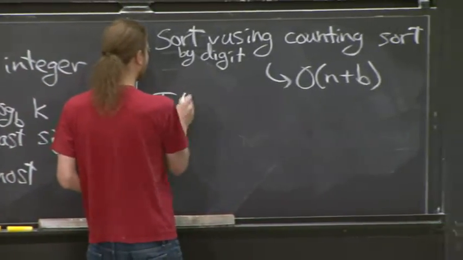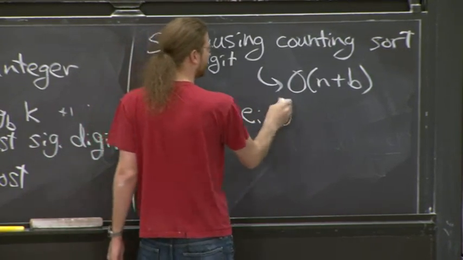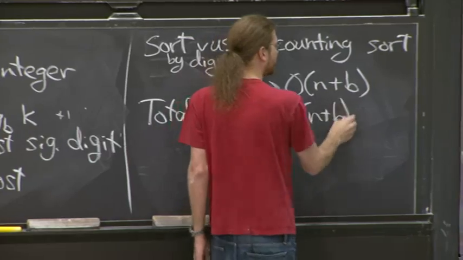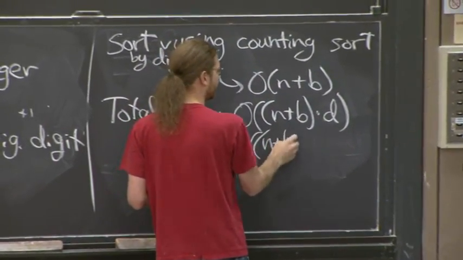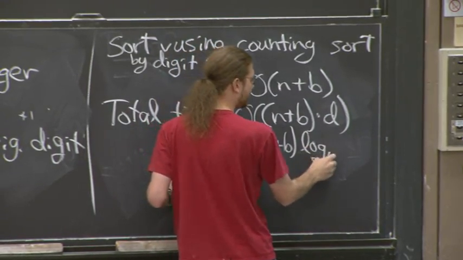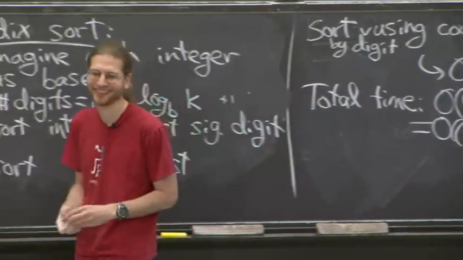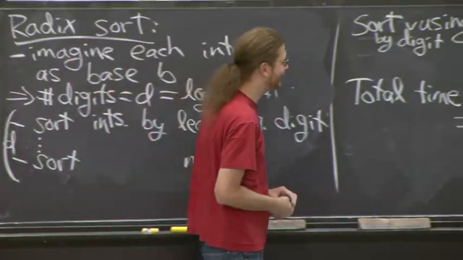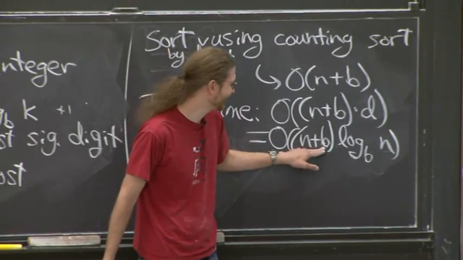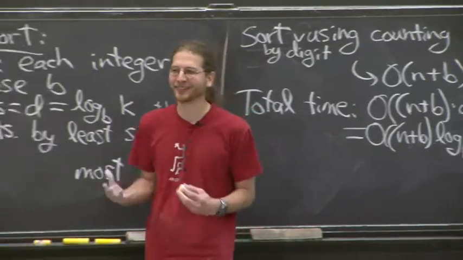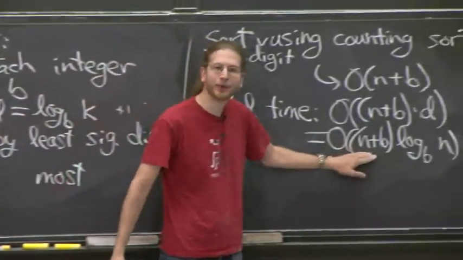So the total time is just that times d, because we have d steps. So it's n plus b times d. Now d was that log thing, log base b of k. I have this b. What should b be? I've got to love the English language. What should I choose b to be or not to be? That's the question. So any suggestions? I want to minimize this, right? I want minimum running time.